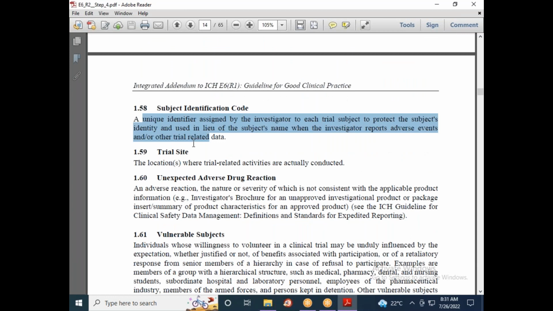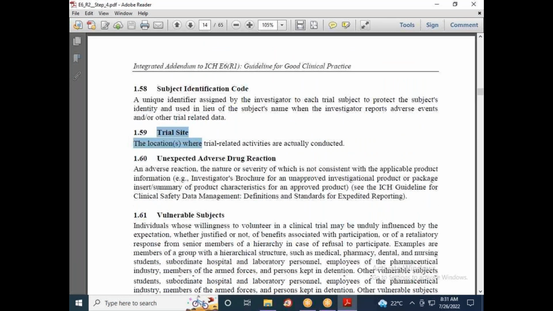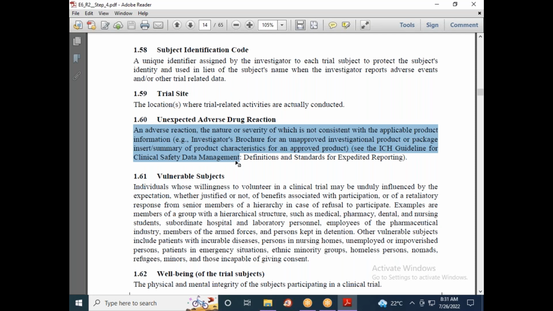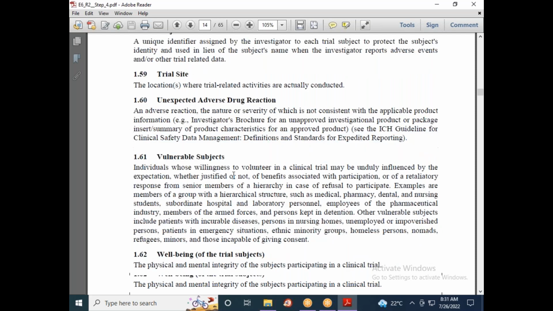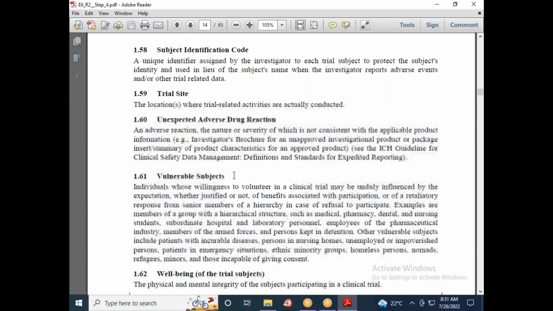Subject ID, subject code, trial site, unexpected drug reactions. This is okay. Vulnerable subjects. This is not it. So you see, right? This is all about your clinical domain terminology. Okay, clinical domain terminology. Right.